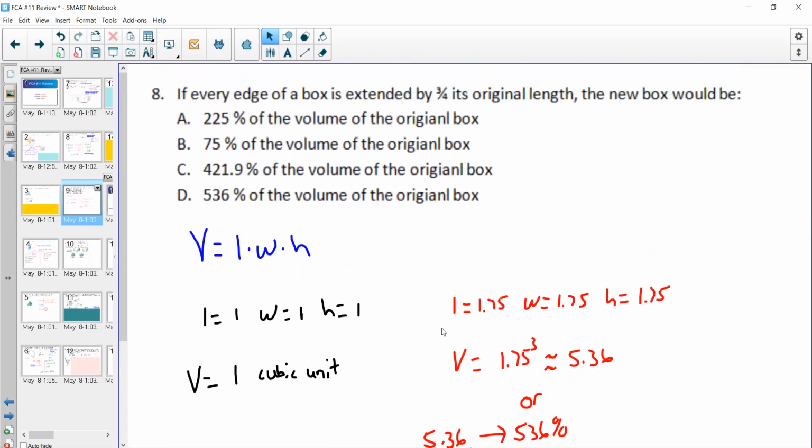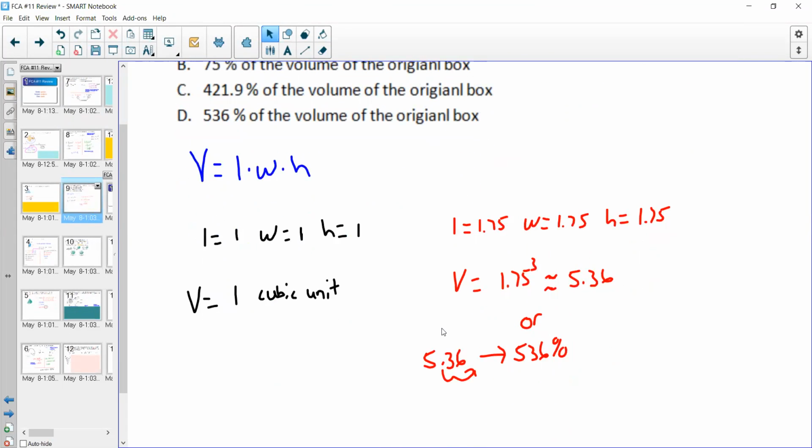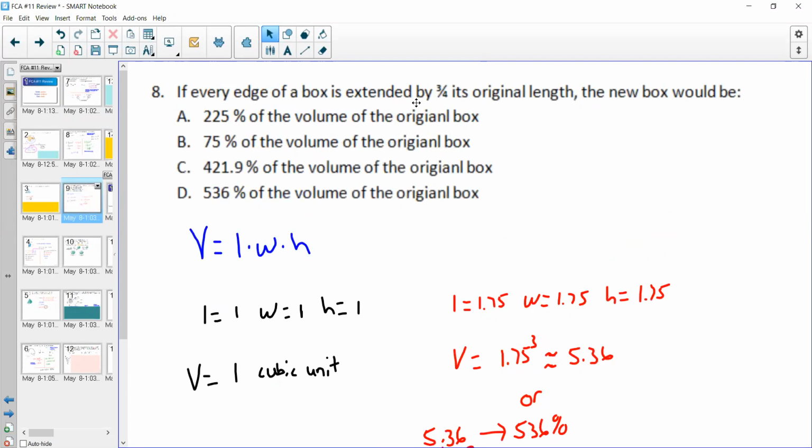So here's number 8. If every edge of a box is extended by 3/4 its original length, the new box would be what? If you look at the answer choices, you're looking at a percent increase of volume. The way you can do that is you can test it. Let me make it simple and give everything a dimension of 1. The volume of a box, a rectangular prism, is length times width times height, so that would be a volume of 1 cubic unit.